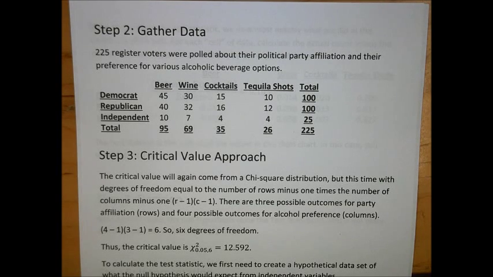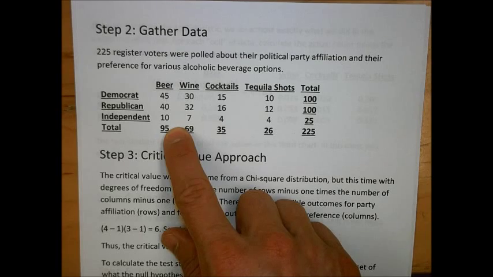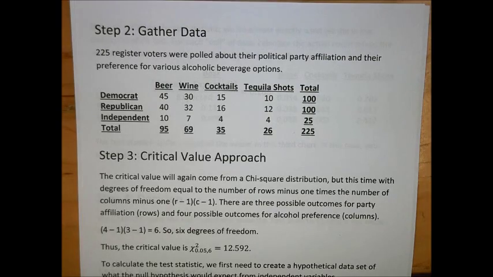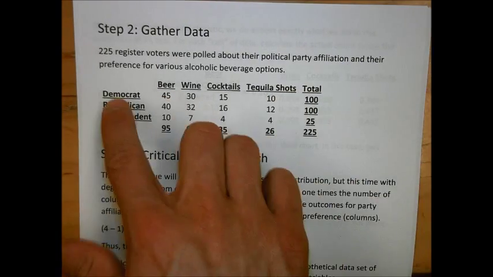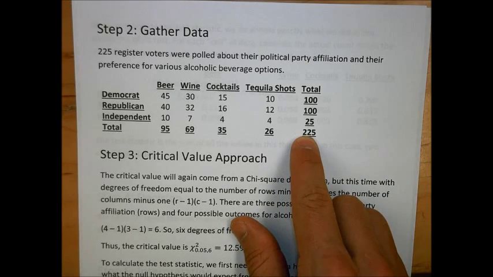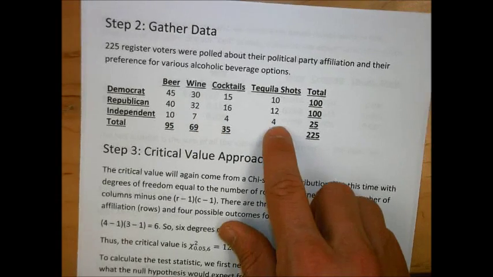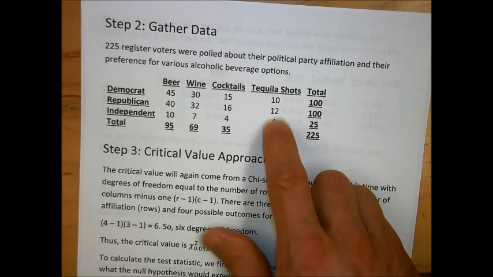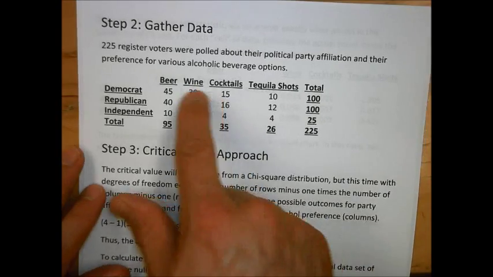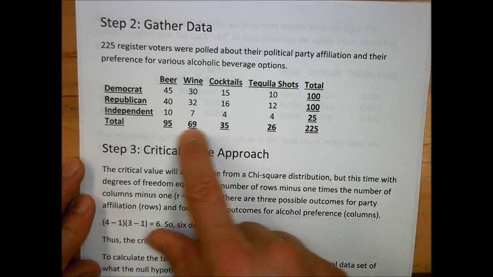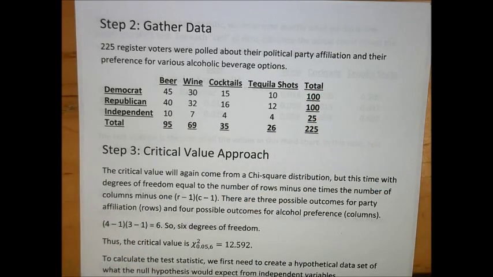225 registered voters were polled about their political party affiliation and their preference for various alcoholic beverage options. The chart is shown below. If you remember from probability class, this is called a contingency table. It's a table that crosses one categorical variable with another. Of the 225 total, 45 were both Democrat and liked beer. 4 were both independent and liked tequila shots. If you add up all of these, you'll get 225. I've also shown the totals of each column and the totals of each row here because we'll need them later.